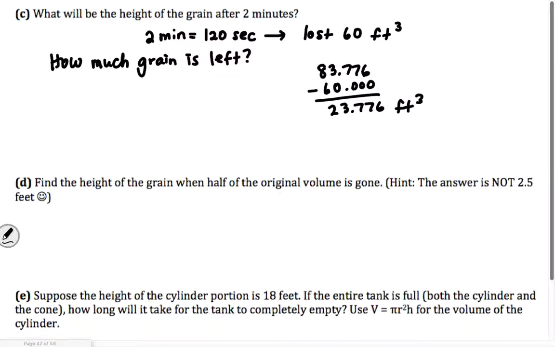So I have a new volume of a new cone. And I know my volume is 1/3 pi r squared h, right? So we have 23.776 equals 1/3 pi r squared h, and we can't have two variables to solve this. Okay, this is tricky.